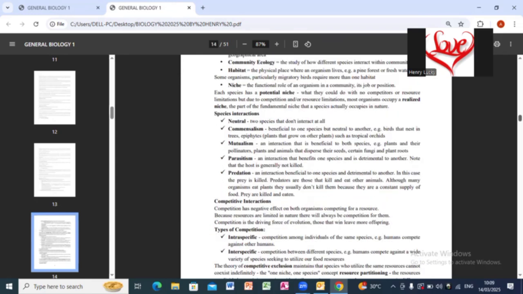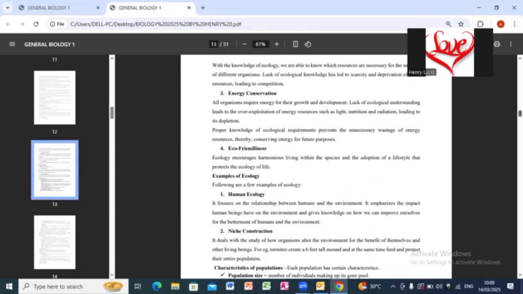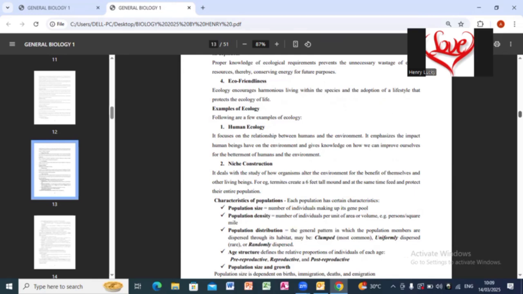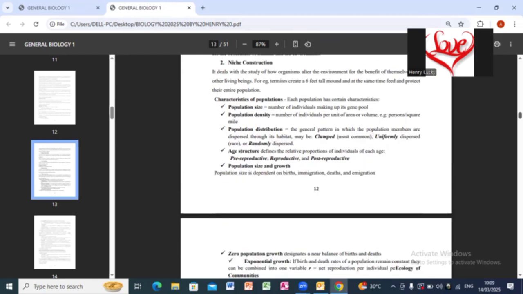Then we now proceed to concepts or words associated with ecology. We have population size, which is the number of individuals in a gene pool. Population density, which is the number of individuals per unit area or volume. Population distribution, which is the general pattern in which population members are dispersed through a habitat. That is where organisms have to stay in a particular region to carry out their daily activities.